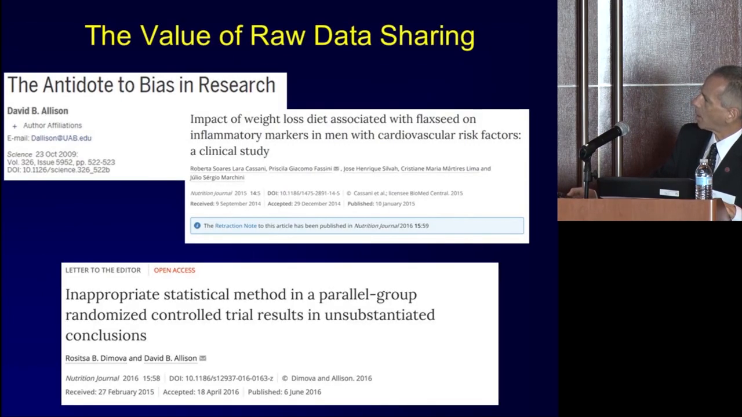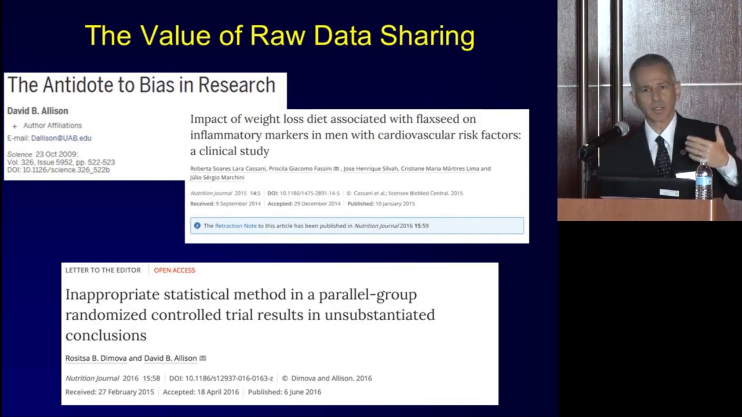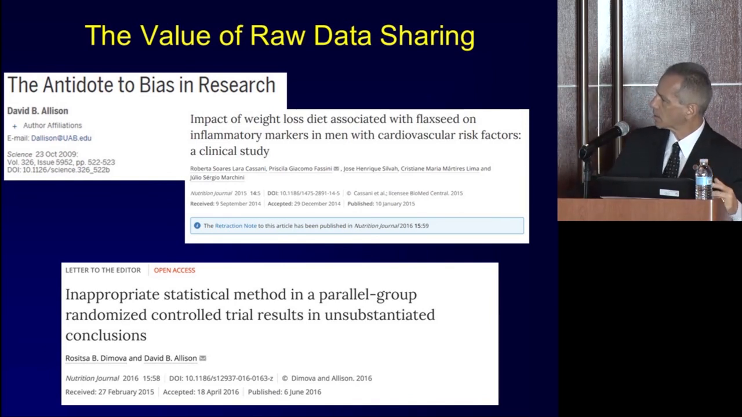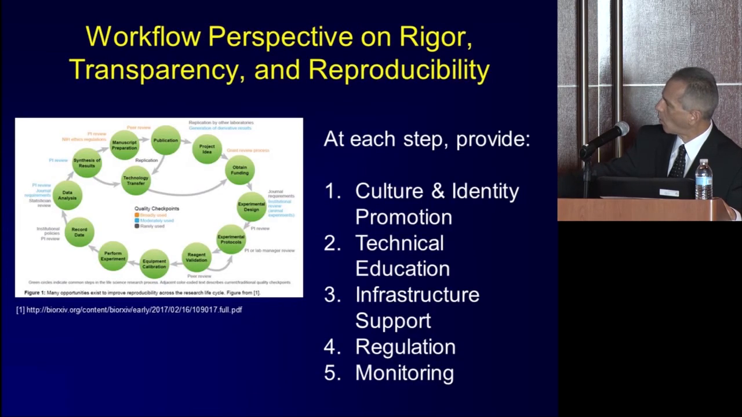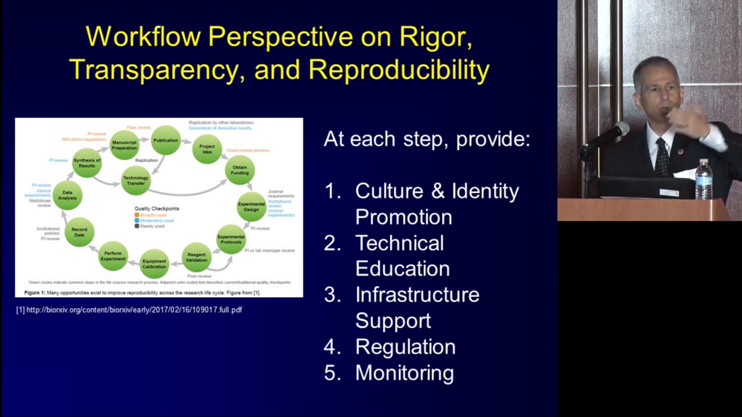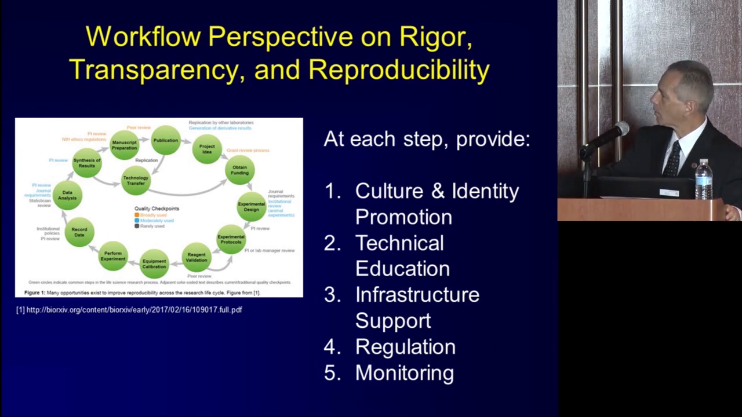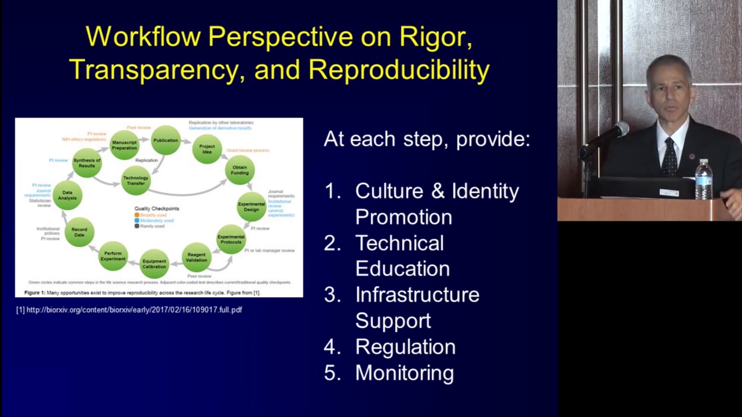And so just to wrap up, I think raw data sharing, as I've pointed out earlier, is a way that we can get things fixed and corrected better. This is an example in which we've gotten a paper on flaxseed retracted and corrected because the raw data were publicly available. I think that we want to think about the whole workflow of data from designing the study all the way to interpreting the study, and then every step along the way, we can start to think about promoting a culture and identity of truth. Right?